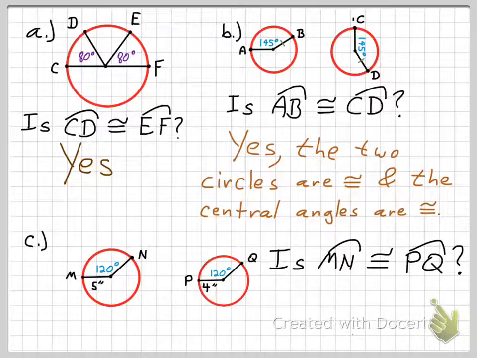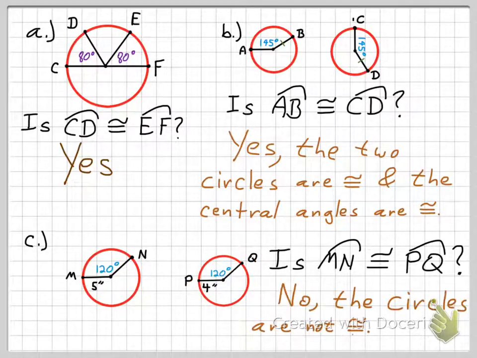Well, what about congruent circles? Are these congruent circles? Well, this has a radius of 5 inches, and this circle has a radius of 4 inches, so it's a bit smaller. So no, these are not congruent circles. Therefore, the circles are not congruent, and so the arcs are not congruent. So are the arcs congruent? The answer to letter C is no. The arcs are not congruent, because the circles are not congruent.